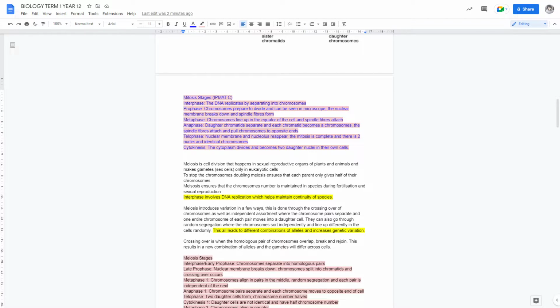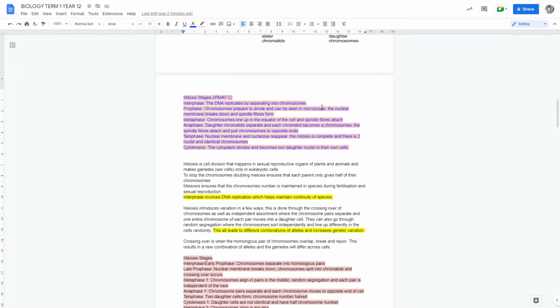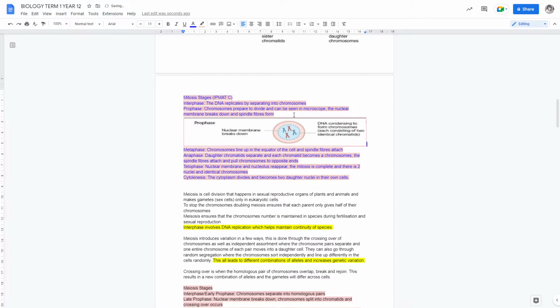Now, DNA replicates by separating into chromosomes, and then in prophase, the nuclear membrane breaks down. The chromosomes prepare to divide. They get thicker, shorter, and the spindle fibers form. This can be seen in a diagram that looks like this. I'll put it right there.